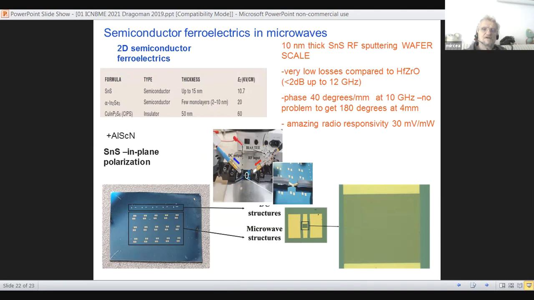And we have succeeded to make some coplanar lines to measure its properties, because compared to hafnium oxide, where the polarization vector is vertical on the substrate, or out of plane, which is typical for the majority of ferroelectrics, here the polarity is in plane. So the electric polarization vector is in plane.